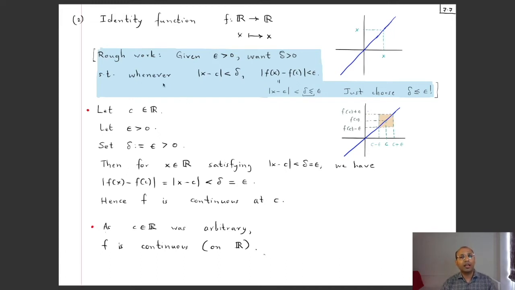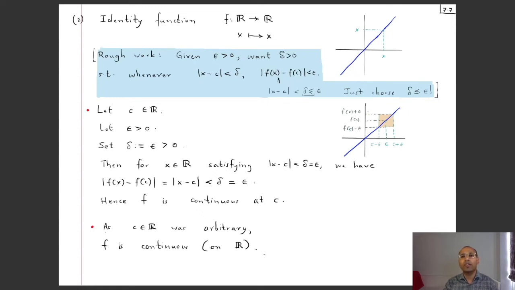So we want to show that. Again, we do some rough work. What do we want to check? Given any epsilon positive, we want to produce a positive delta, which might depend on epsilon, such that whenever the distance of x to c is less than delta, I am guaranteed that the distance of f of x to f of c is less than epsilon. So this is what I want to achieve. I have been given an epsilon positive and I want to choose the delta positive such that whenever the distance of x to c is less than delta, I am guaranteed this.